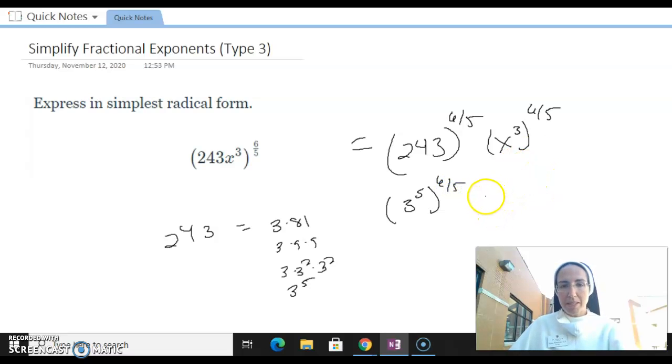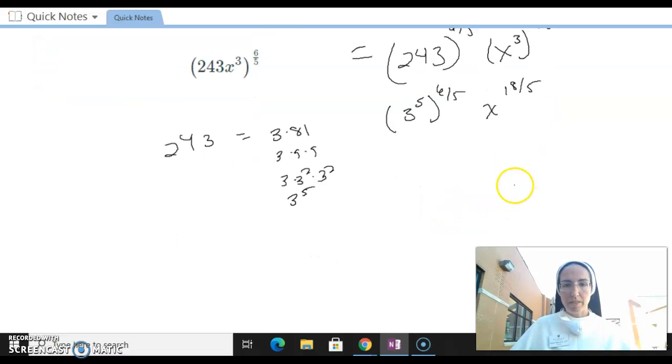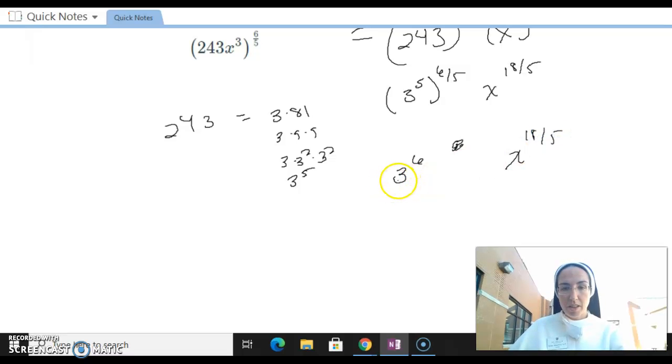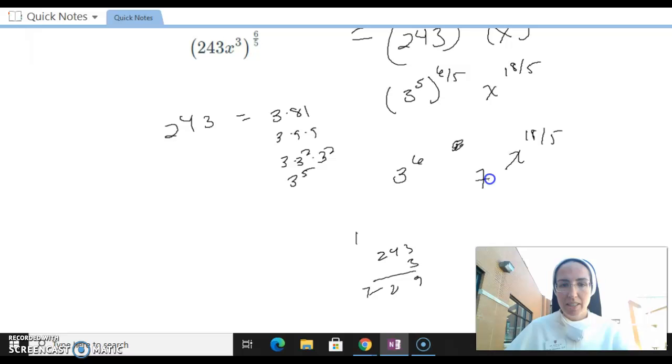And then x cubed, the best thing I can do is just multiply the 3 and the 6 and get 18/5. Okay, so let's simplify the number. This becomes 3 to the power of 6 because the 5's cancel. x to the 18/5. Okay, 3 to the 6 is 3 times more than 243. So 243 times 3, 9, 2, 1, 729. So this is 729 times x to the 18/5. Okay.